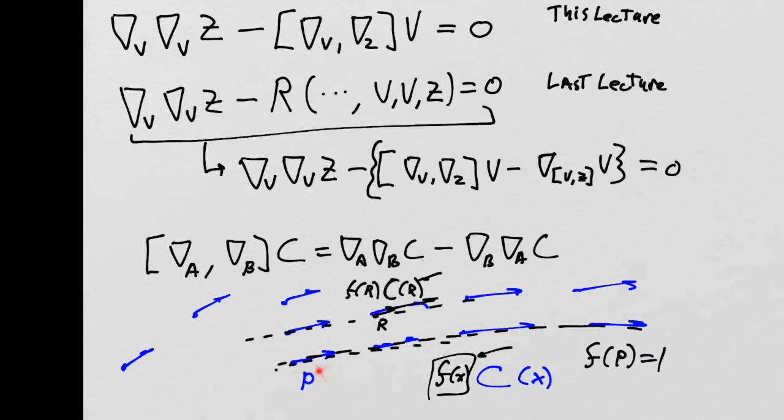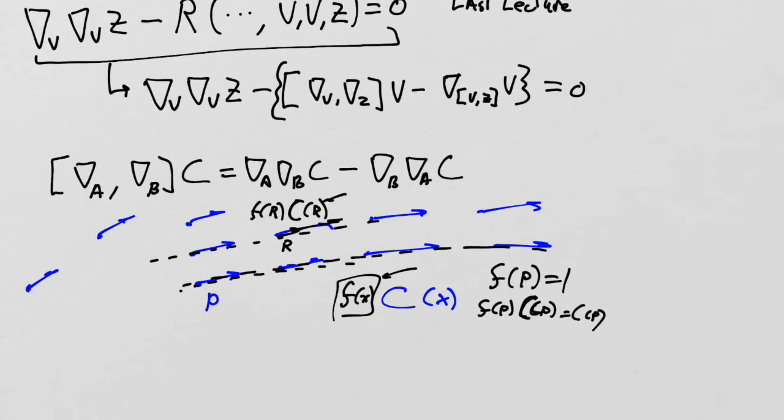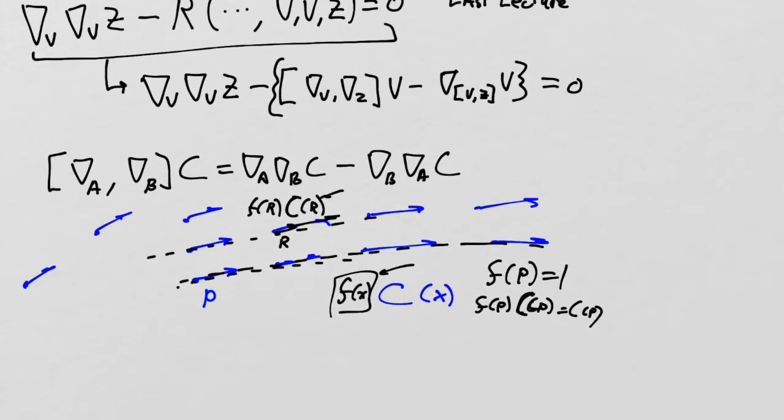So the value of f at this point here, at that point p, is 1, and therefore f of p times c of p, let's see, the c's are looking like parentheses now, equals c of p, right? That's what I want. So essentially we've arbitrarily scaled every vector in the vector field except for the one at p.